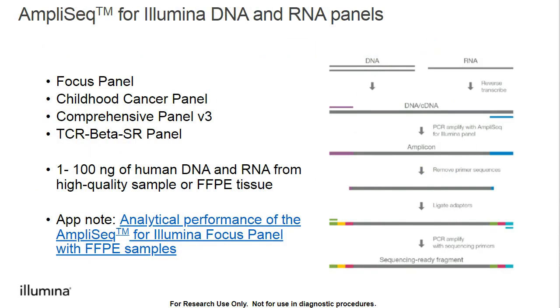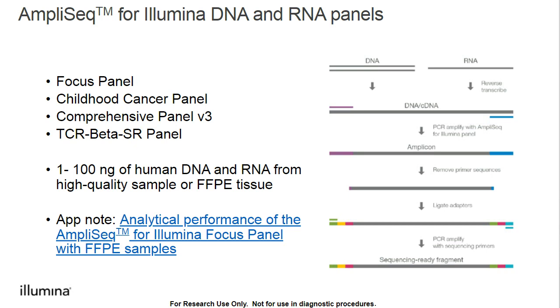So our AmpliSeq for Illumina DNA and RNA panels include the focus panel, the childhood cancer panel, the comprehensive panel V3, and then our TCR beta short read panel. So these, again, look at DNA and RNA simultaneously, but you can also use these panels for just the DNA or just the RNA if that's what you're interested in.